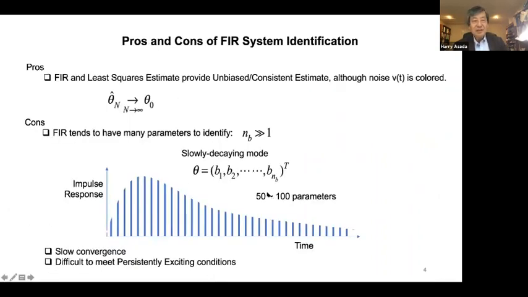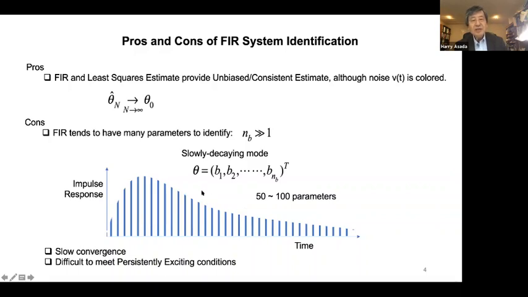Now, pros and cons, right? Pros, obviously, it is an unbiased or consistent estimate. However, FIR tends to have many parameters to identify. If you somewhat precisely model some systems with the FIR model, the impulse response prolongs a long time, and oftentimes it extends to 50 to 100 parameters. That's really hard, right?